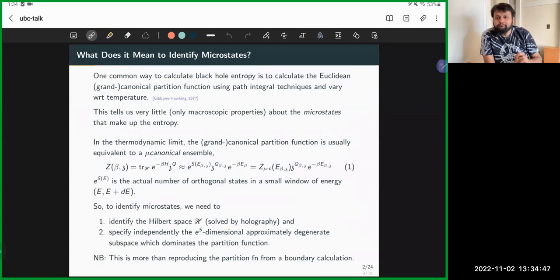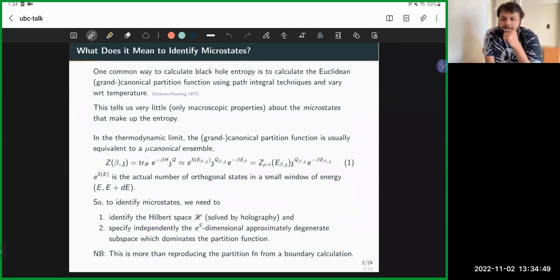So let me just take a minute to talk about what it means to identify microstates, because whenever I spoke about this project, there was a lot of confusion about this. Typically, one of the ways to calculate black hole entropy is to calculate some Euclidean partition function, either canonical or grand canonical. I will stick to grand canonical for definiteness and because it's relevant to our context today.